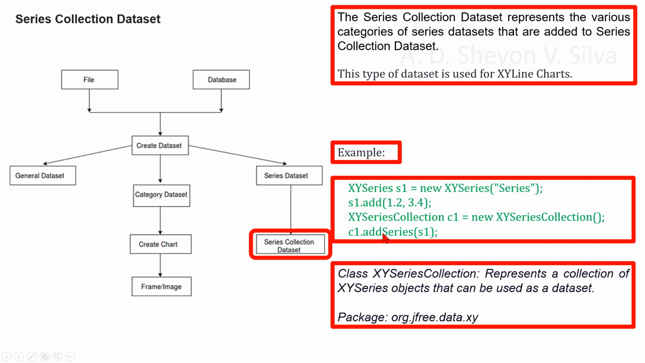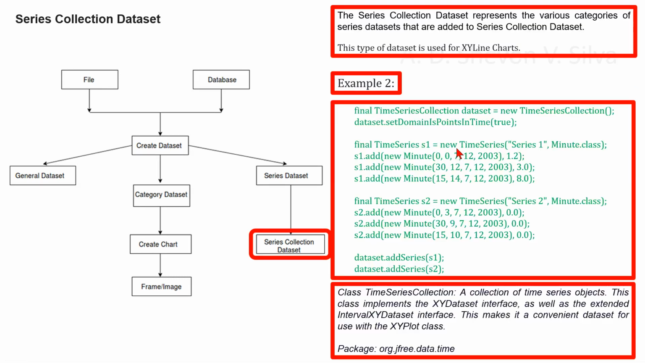Here the addSeries method adds a series to the collection and sends a dataset change event to all registered listeners. Here the parameter is the series, null not permitted. As an example too, we can consider this code segment.